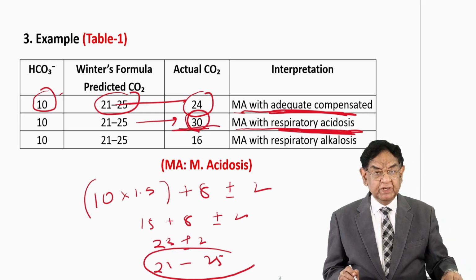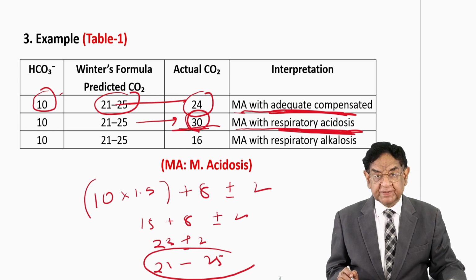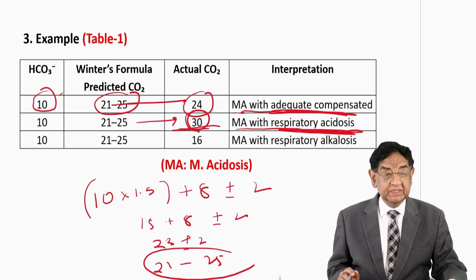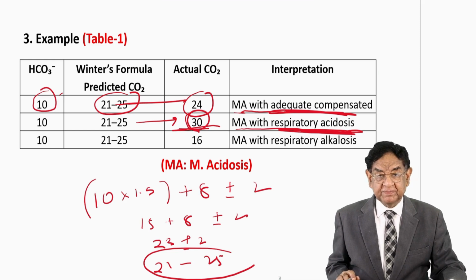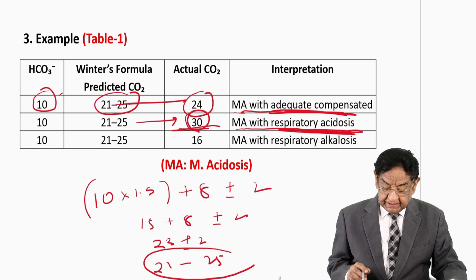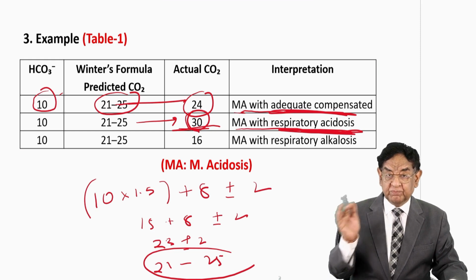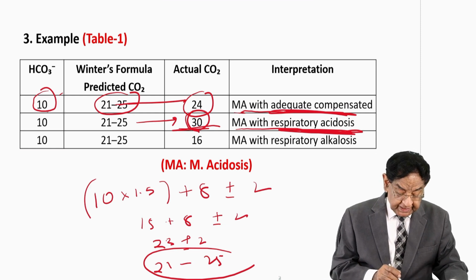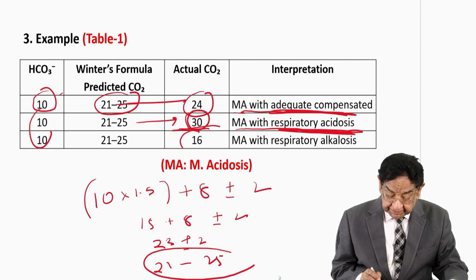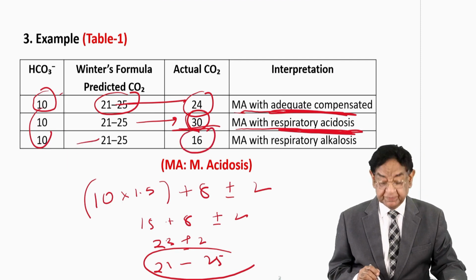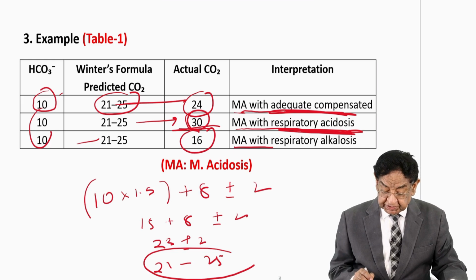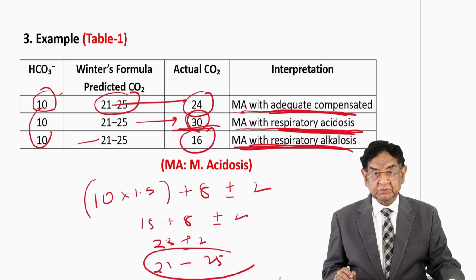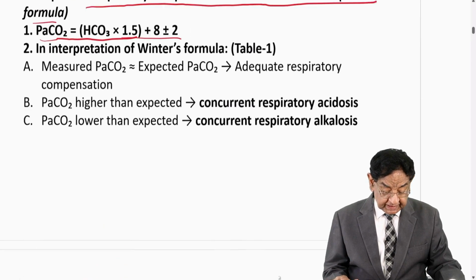Point to be noted: although this CO2 is less than 40, if you go by absolute terms, this is respiratory alkalosis. But when we use the Winter formula, we call it respiratory acidosis because it is still more than the upper limit of the Winter formula. But suppose again bicarb is 10, and CO2 is 16, which is much less than 21. Then we call it metabolic acidosis with respiratory alkalosis. So with this small example, again I go back to the previous slide.